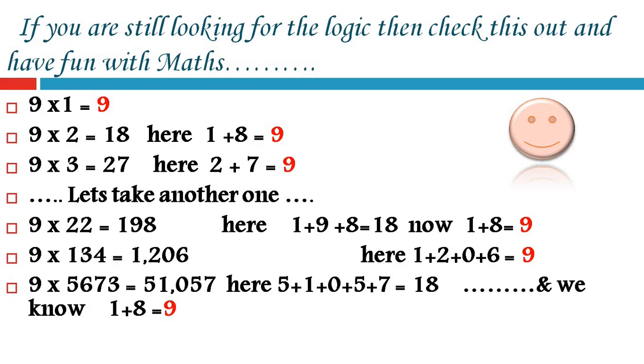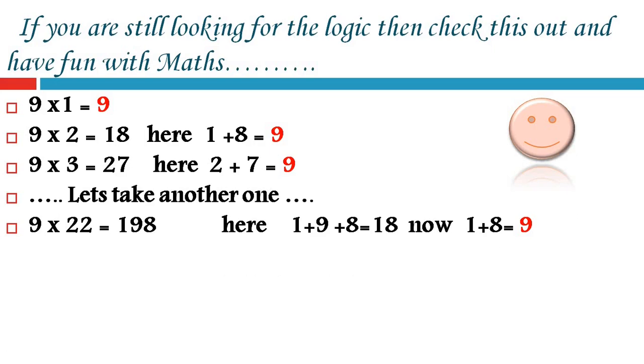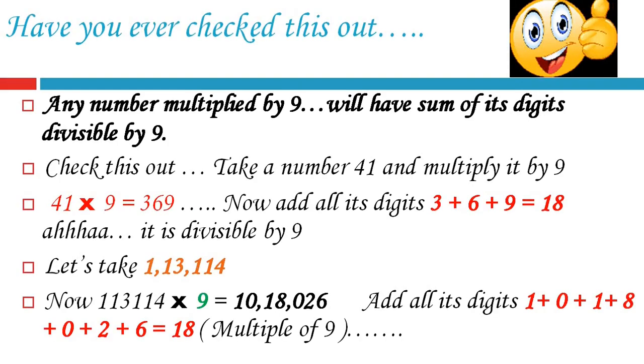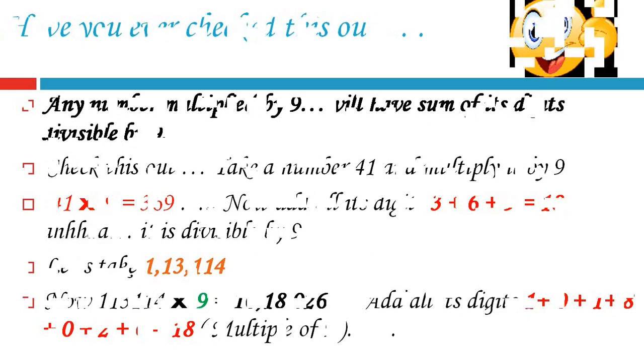So the same is the logic which we applied in the previous slide, where we said that any number multiplied by 9 will have the sum of its digits divisible by 9, because the final sum that we get is always 9 and 9 is perfectly divisible by 9, isn't it?